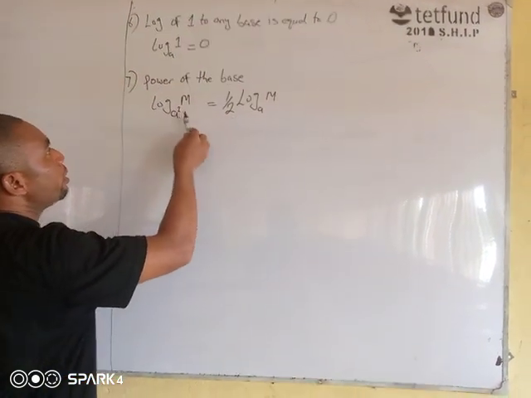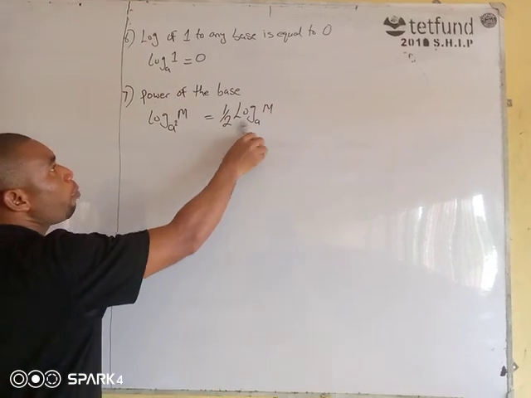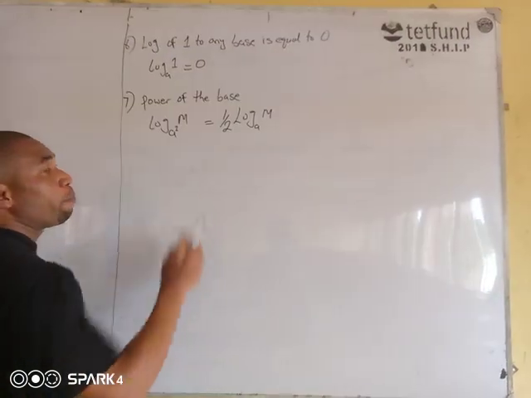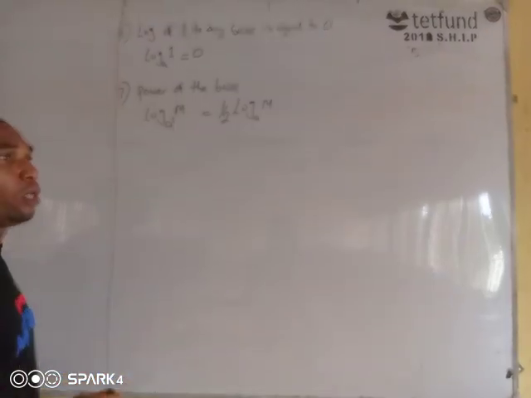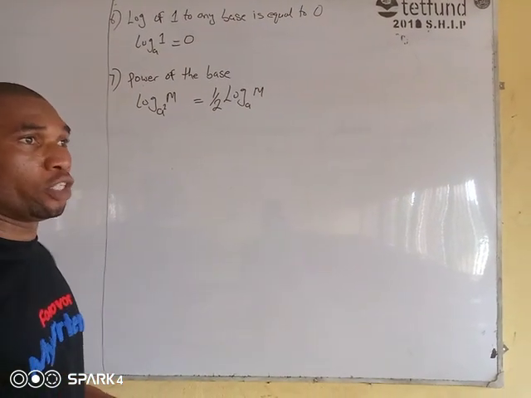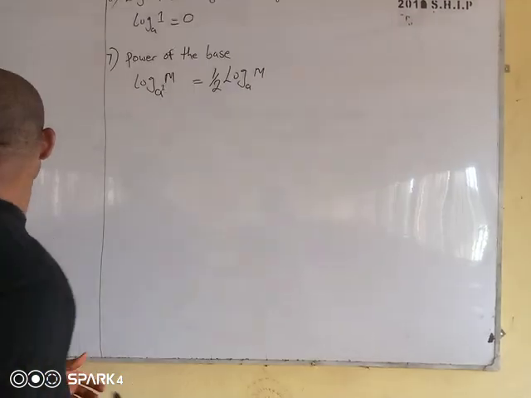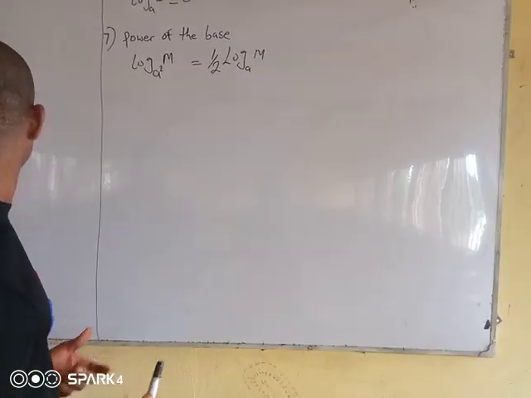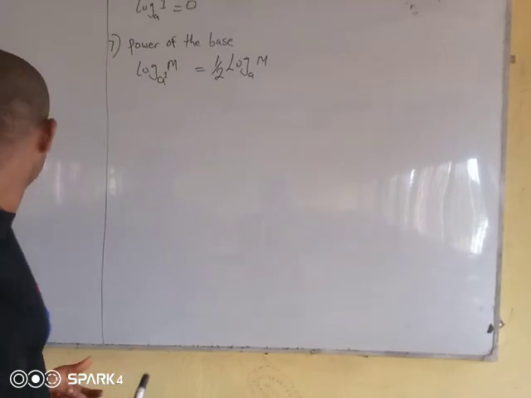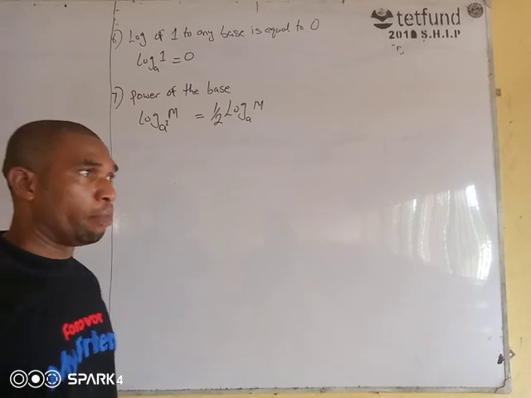What it's simply saying is take the reciprocal of the power of the base, now to be used to multiply the log. That is simply what the laws of logarithm is all saying. We have the multiplication law, the division law, the power law, the change of base, the logarithm of a number to the same base, the log of 1 to any base, and the power of the base.